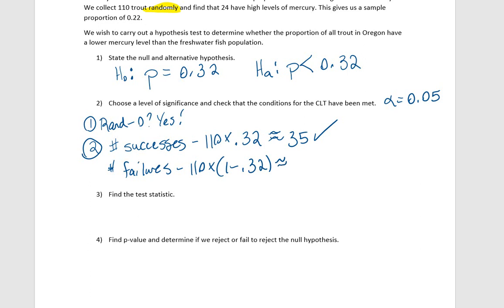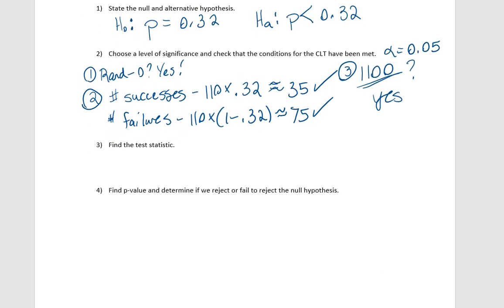So remember, if you're not in the 32% that have high levels of mercury, then you would be in the 68% that didn't. So if we do 110 times that 1 minus 0.32, what we will get is about 75, which is also greater than 10. So we have enough successes and failures. Now the third step is: is the population large enough? So do we think that the state of Oregon has more than 1,100 trout? And the answer is yes. Even though we don't know exactly how many they have, it's probably more than that.